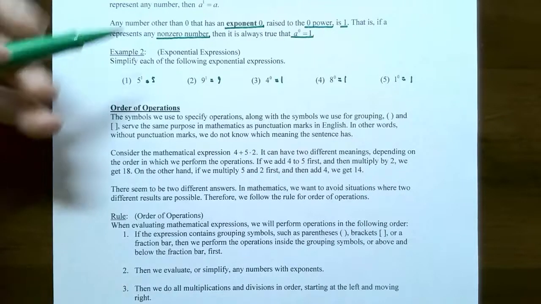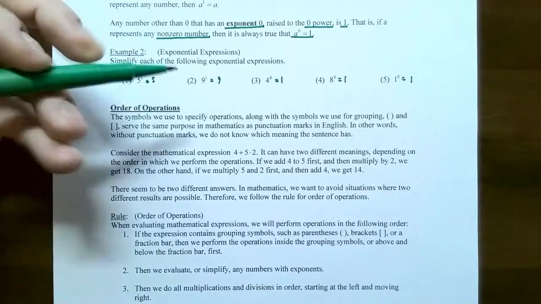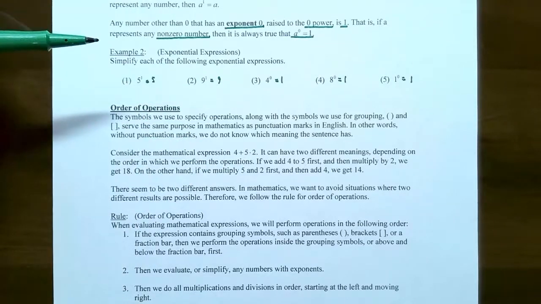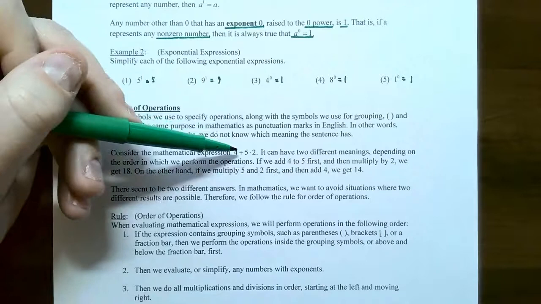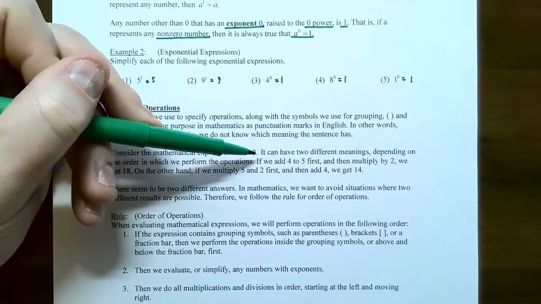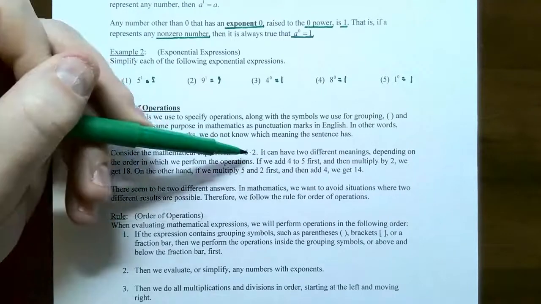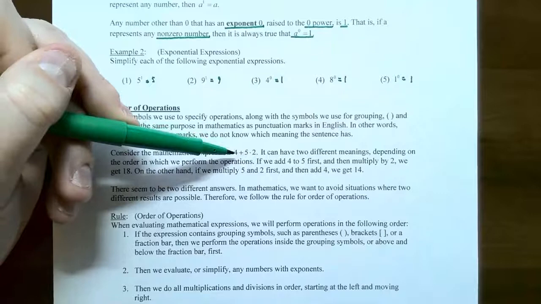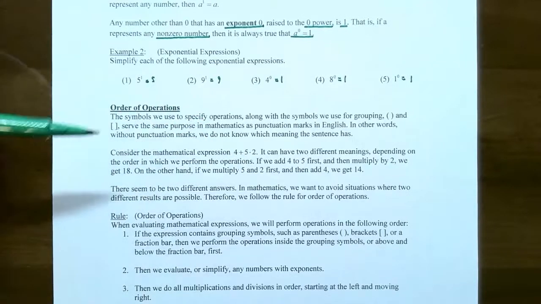So let's say you have this mathematical expression: 4 plus 5 times 2. Which operation do you do first? Well, you could do 4 plus 5 and get 9, and then multiply by 2 and get 18. Or do you do 5 times 2 and get 10, and then 10 plus 4 and get 14? So is the answer 18 or is the answer 14? Well, it depends on, are you using the order of operations correctly?